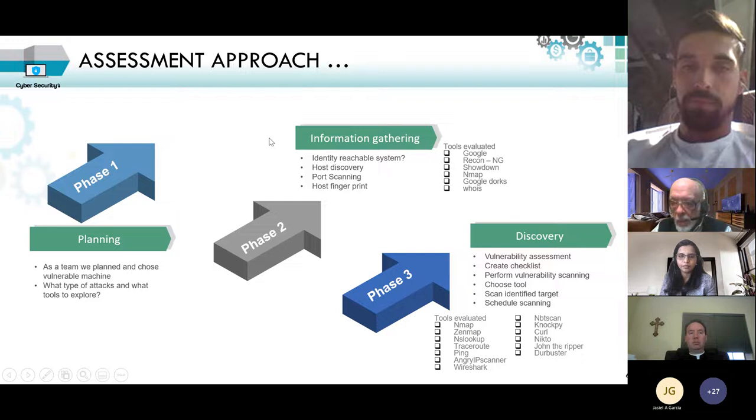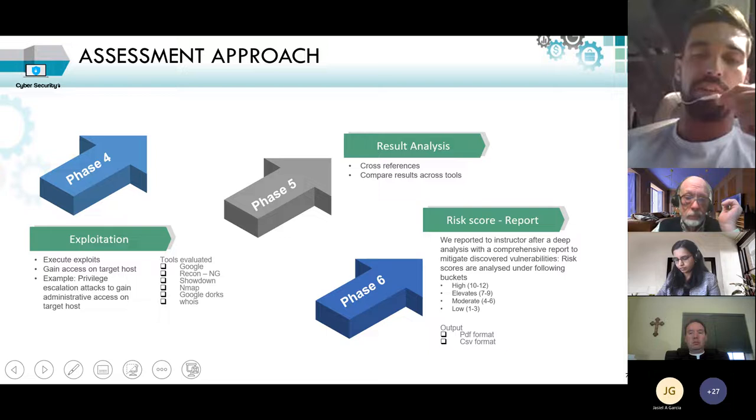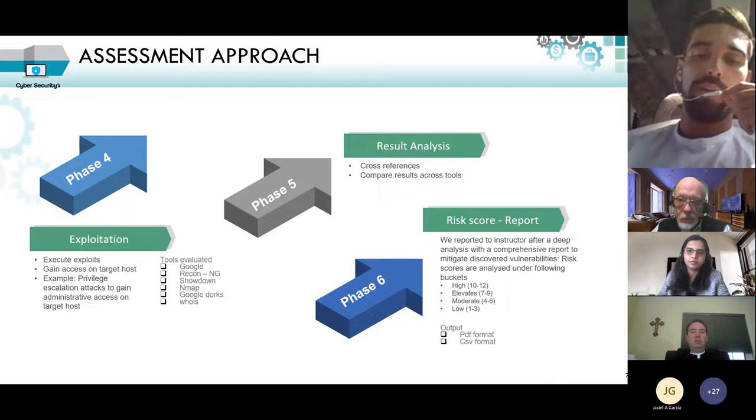The fourth phase will be the exploitation. In this part, we execute exploits, which means gaining access on the target host. We can see it when our IP is the same as the host. And phase 5 will be our result analysis, where we're actually cross-referencing and comparing results across the different tools we scanned with.